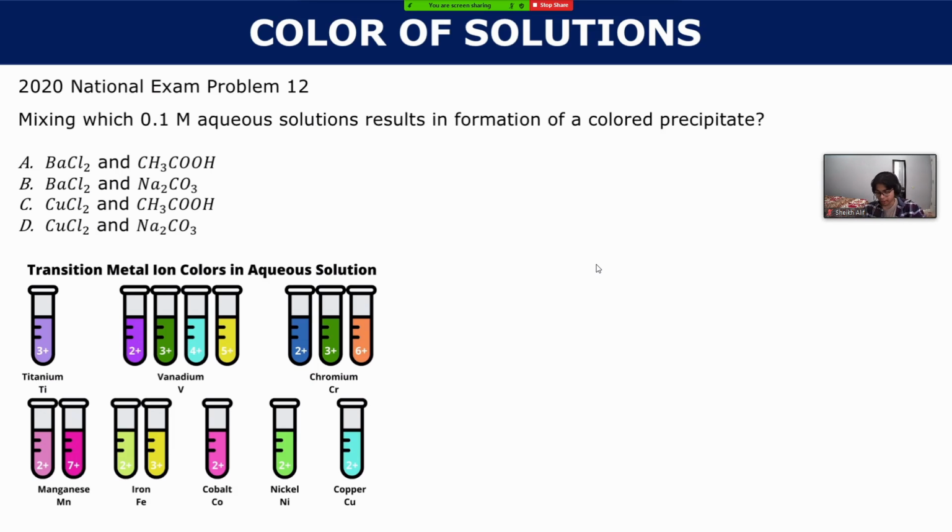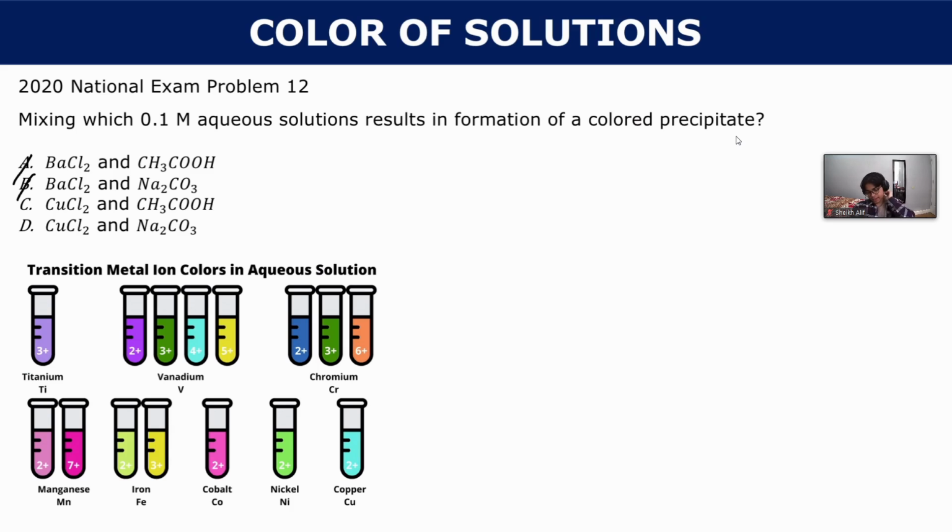Last one. Okay. Mixing which 0.1 molar aqueous solutions results in formation of a colored precipitate. So right off the bat, we can cancel out A and B because there are no transition metals in any of the chemical formulas, and therefore there's no possibility for it to be colored. And so the only possibilities that we're left with are copper chloride and CH3COOH, and copper chloride and sodium carbonate.